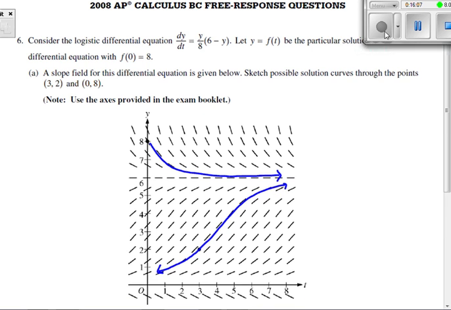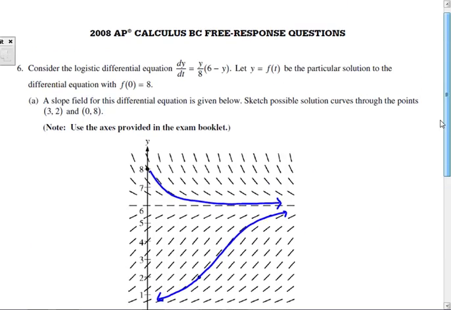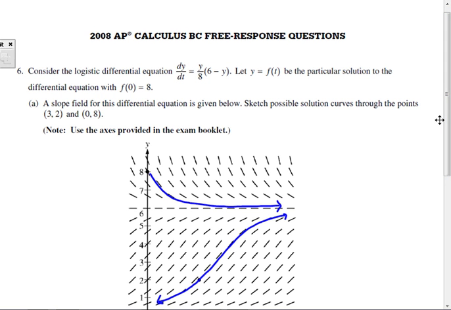We have to read the problems carefully because on D, it's saying what's the range of F. And the particular solution for F is this one. I don't care about the bottom half of the slope field because that's not F for my particular solution. So when they talk about in D, what's the range for F, they're talking about the function that goes through this point. What's the range? It's going to be 6 to infinity.